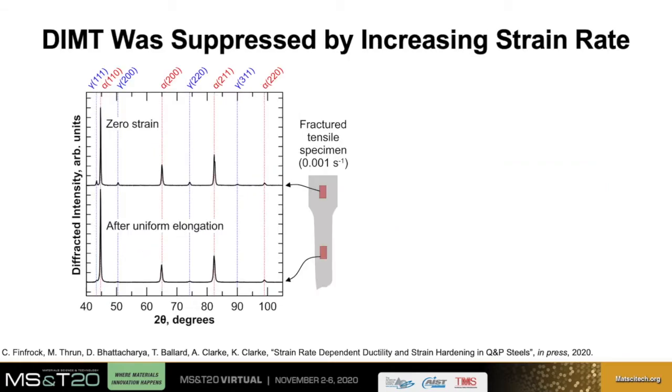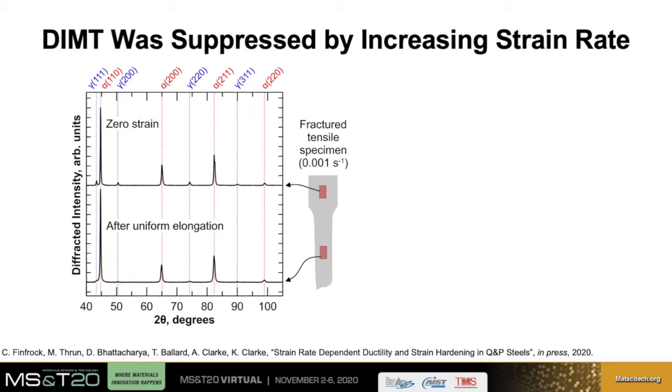Throughout the talk, I've claimed that the deformation-induced transformation of austenite to martensite is suppressed at high rates. Again, this probably occurs due to a combination of factors, including adiabatic heating, strain rate sensitivity, and perhaps a change in the number of shear band intersections.